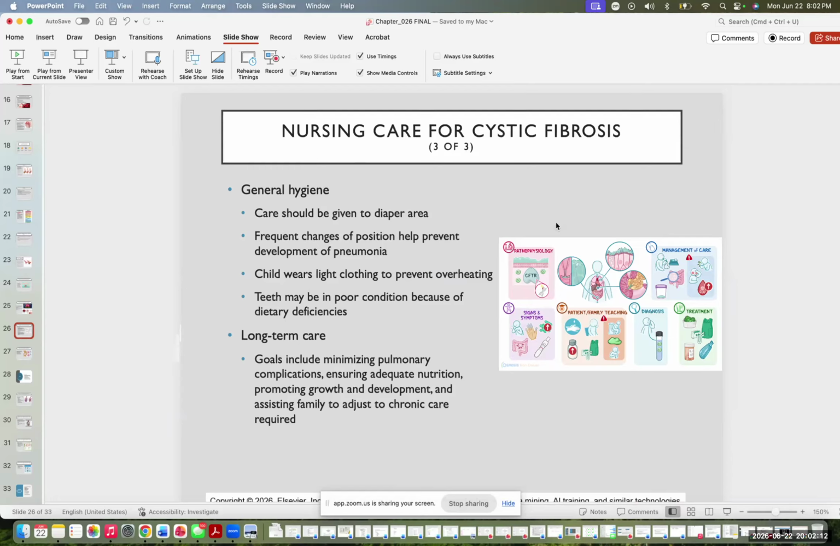Long-term care, the prognosis: we used to have them only be in the teens, but now with cystic fibrosis, late 20s, 30s, there's a good quality of life. The goals are to minimize those pulmonary complications, adequate nutrition, promoting growth and development. It's usually an issue of failure to thrive and infection more than it is just the disease. Okay, so cystic fibrosis is about thickening of the secretions, and it affects the GI, the skin, and the respiratory tract.